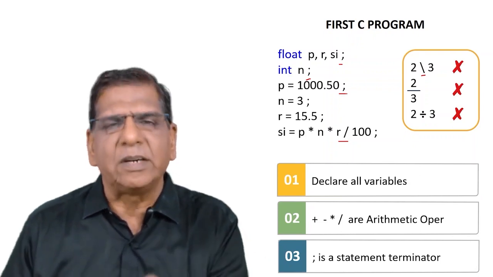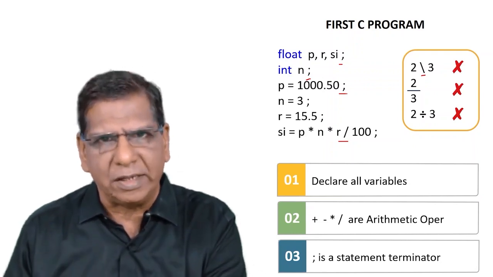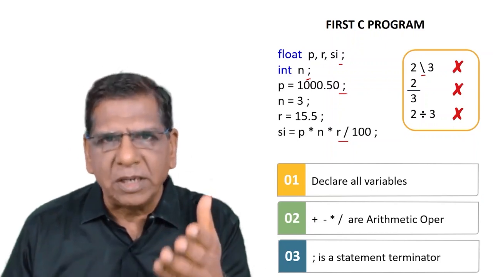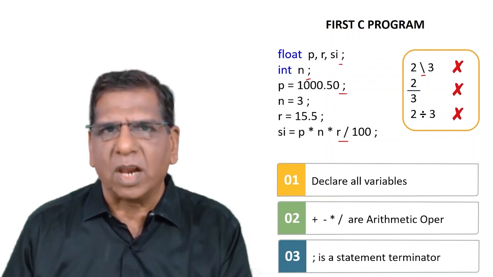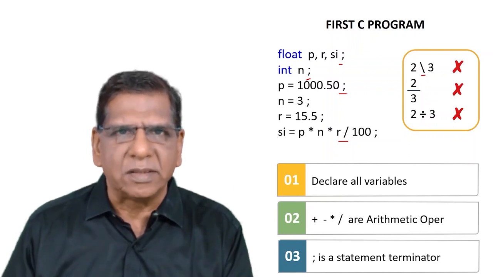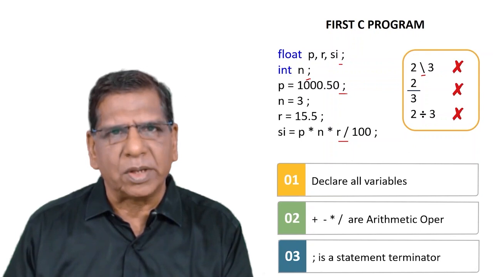Once you have written a statement and given a semicolon, you are free to write the next statement in the very same line. Good practice is to write them in different lines as we have done in this program. But if you so desire, you are allowed to write multiple statements in one single line. So long as they are separated from one another using a semicolon, they are perfectly okay.